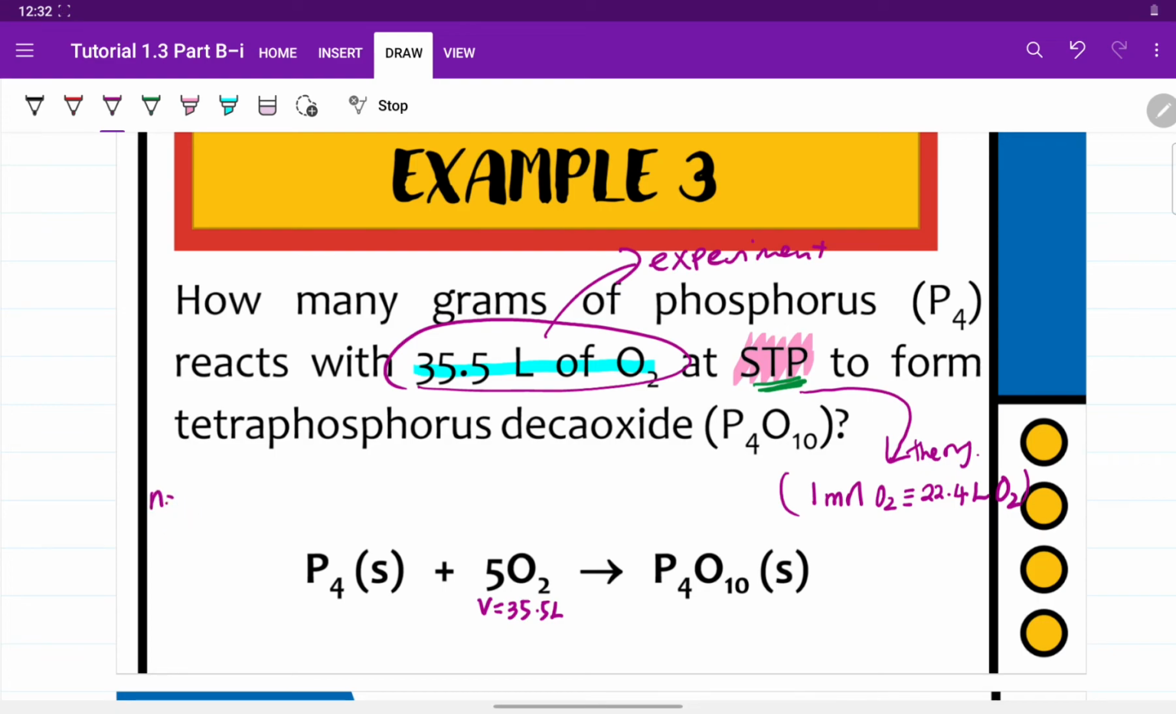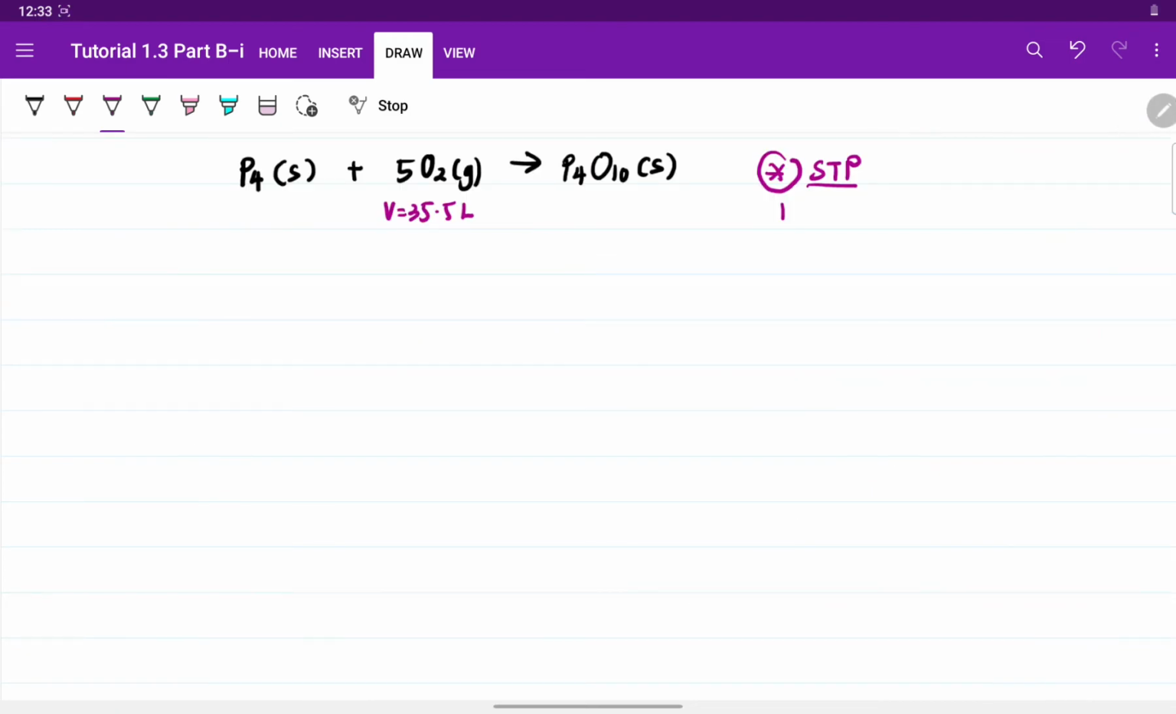N equals to mass over molar mass. But the thing over here is, dekat sini kita tak ada mass. Kita ada volume sahaja. So untuk volume, apa yang awak akan buat? Awak akan gunakan information STP dengan RTP. You're going to write down another stoichiometric calculation. Now, so how are we going to answer this question?